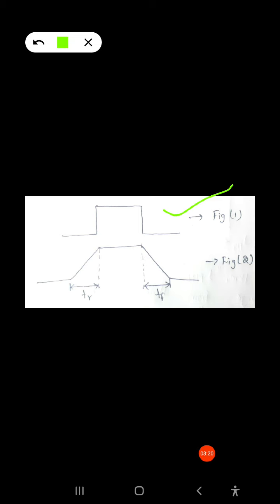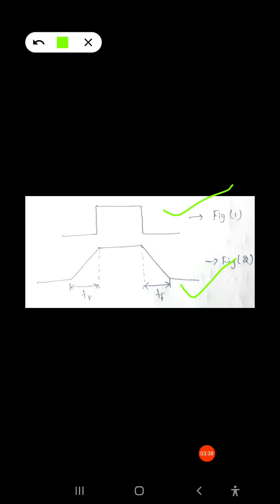So the transition time is the time required by the output of a logic circuit to change from low state to high state or high state to low state. In this figure, the first is the ideal case of zero time switching, and the second indicates a realistic approximation, the practical view, showing the rise time and fall time.